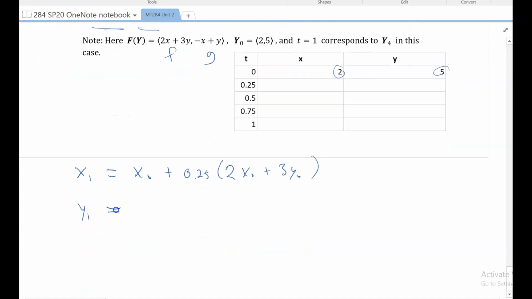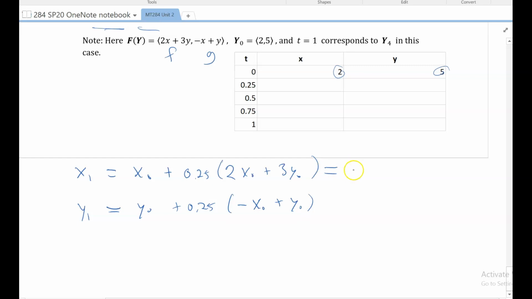The next y value is going to be the previous y plus 0.25 times the value of the right-hand side of the second equation, which is negative x plus y, so it's going to be negative x sub 0 plus y sub 0. Now, it's just a matter of us plugging these numbers in. Alright, what is x sub 0?